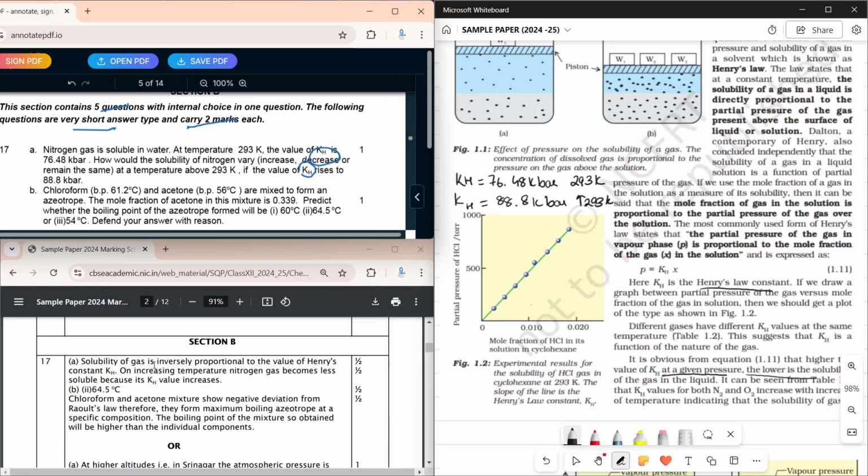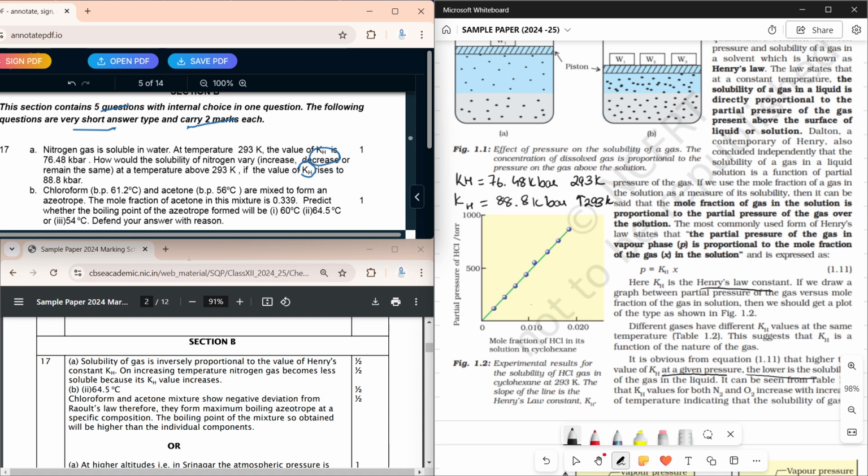They've mentioned 2 important points, and each of them carries half a mark, right? The solubility of a gas is inversely proportional to the value of Henry's law constant. On increasing the temperature, nitrogen becomes less soluble because the value of KH goes up. So as long as you have both these points included, you're good to go.